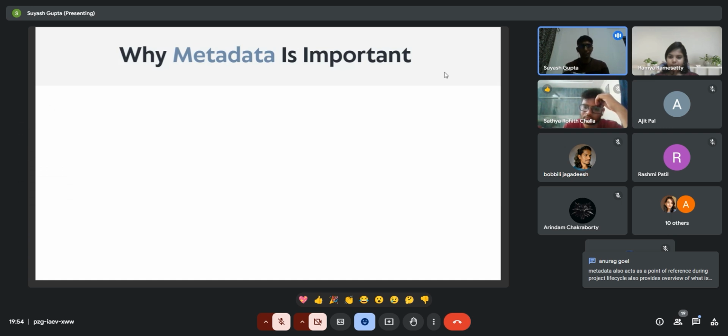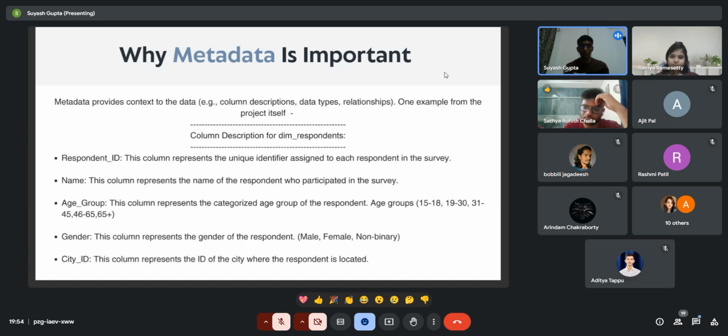So let's move further. Let me provide what we have provided. And yes, metadata provides the context to the data. While familiarizing yourself with the data set, we would have to dive deeper. But with the help of metadata, it will help us more efficiently to look into the data set which has been provided to us.